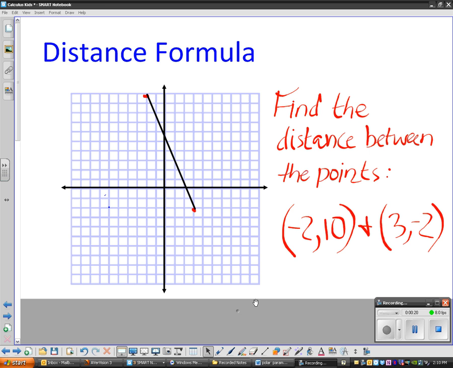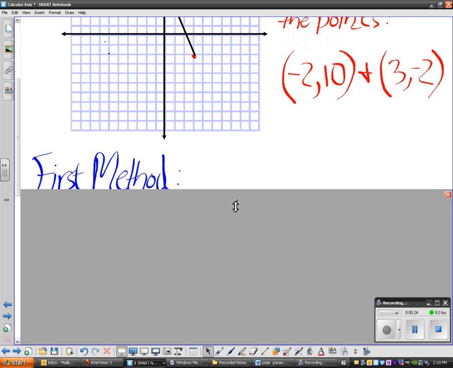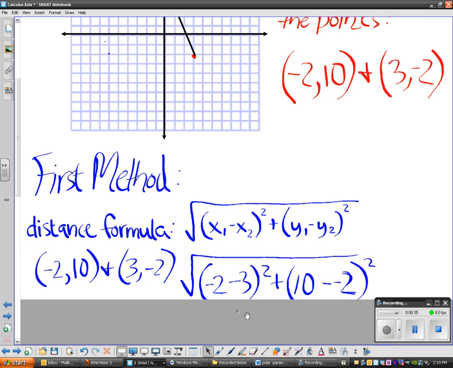And I'm going to show you two different methods to do this problem. The first method is going to be to use the actual distance formula, which is the square root of the quantity (x1 minus x2) squared plus (y1 minus y2) squared. And we are going to go ahead and plug in our 2 points.